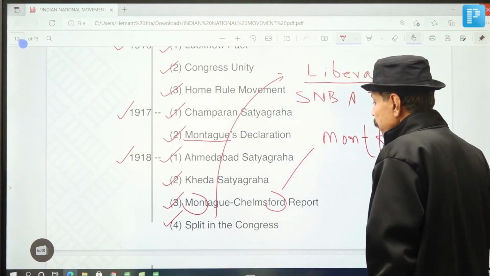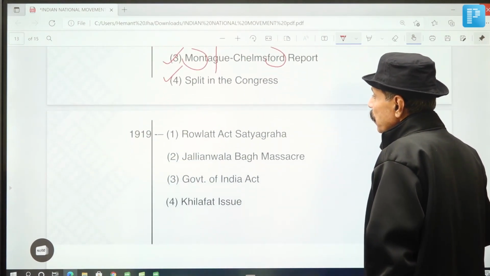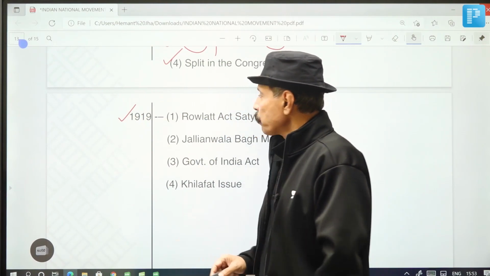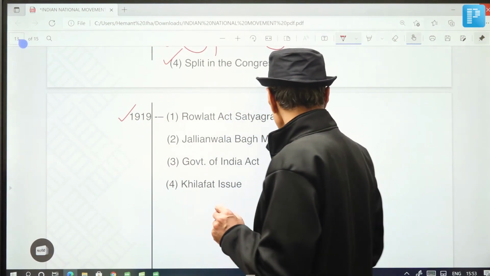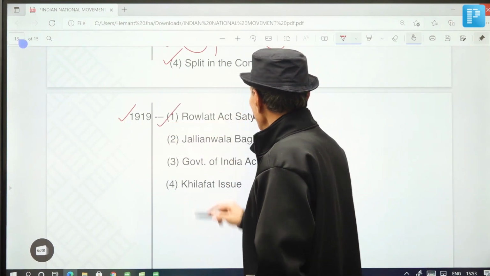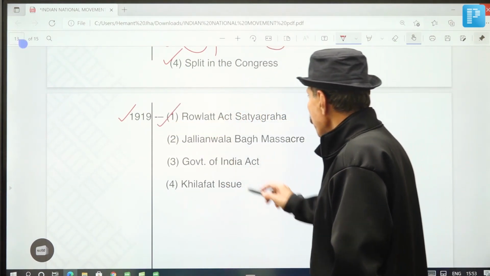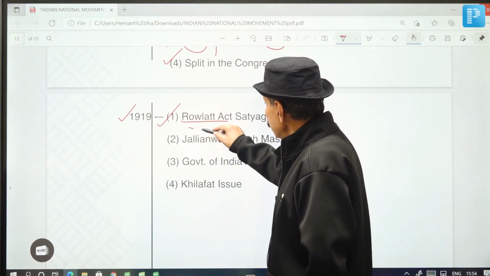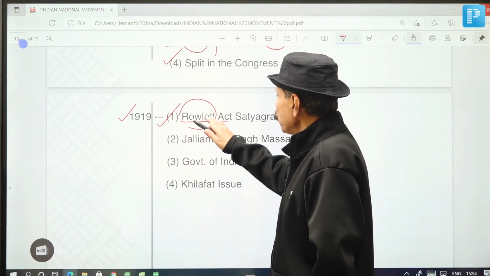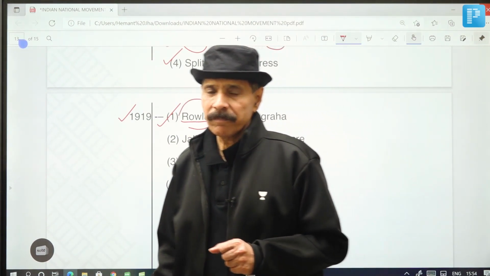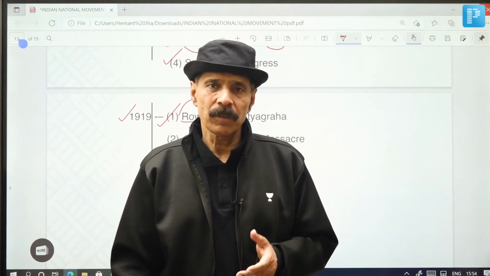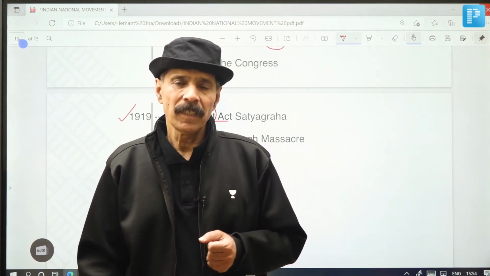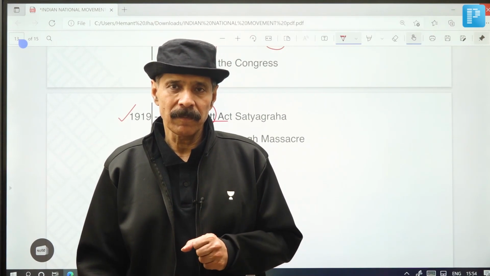And after that, the last year and the related events is 1919. So in 1919, the first event is Rowlatt Act Satyagraha. Rowlatt Act was passed in 1919. The name is after the name of the person who drafted this bill, Mr. Rowlatt. This act was an assault on the civil liberties of Indian people. This was considered a black act by Indian leaders.